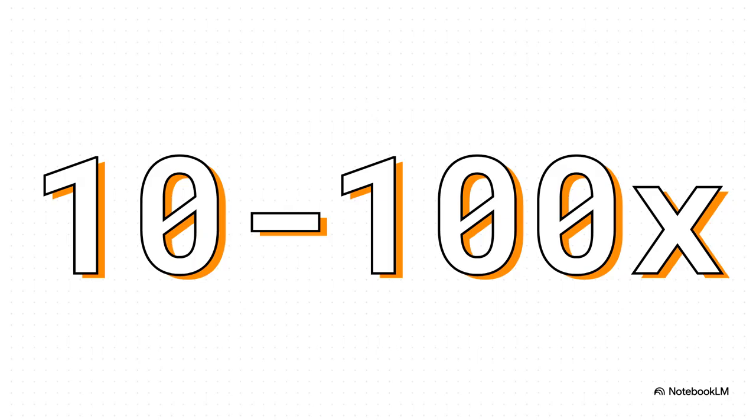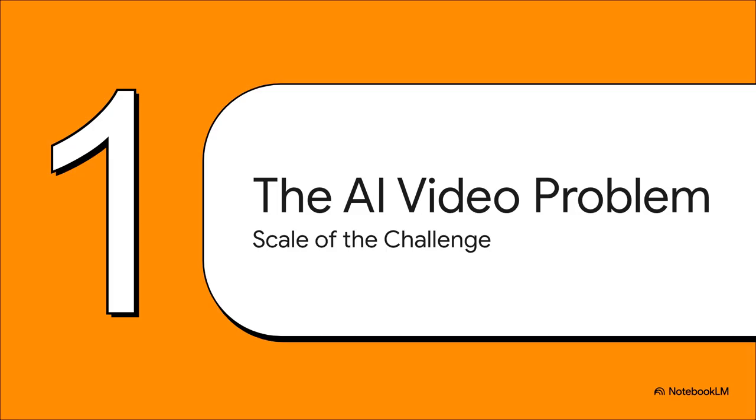To immediately put the sheer scale of this challenge into perspective, generating a 3D video requires 10 to 100 times more computing power than generating a 2D image. The underlying theory between image and video generation is actually pretty similar, but the execution is a totally different beast. Let's look at why. Part 1.